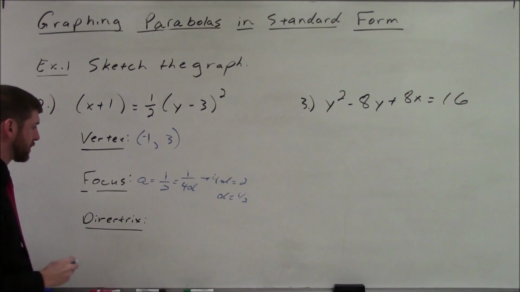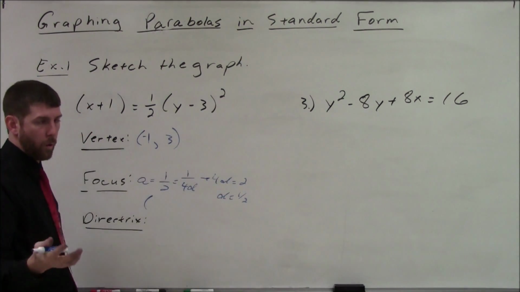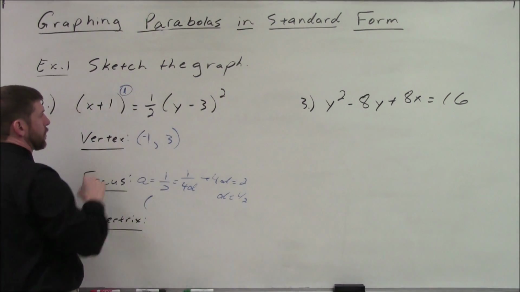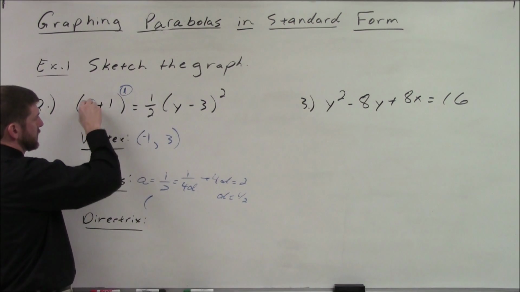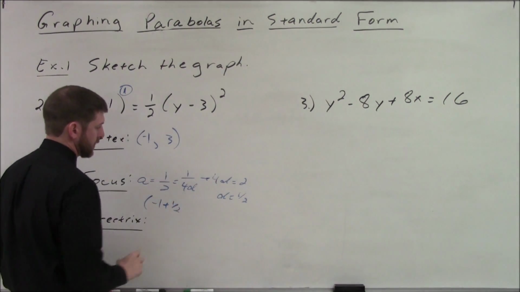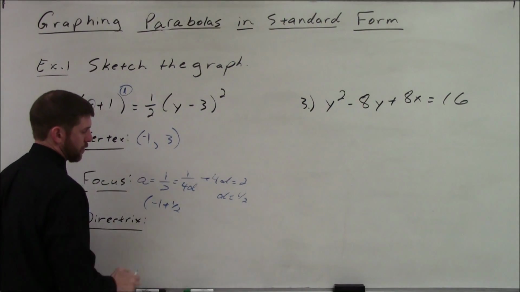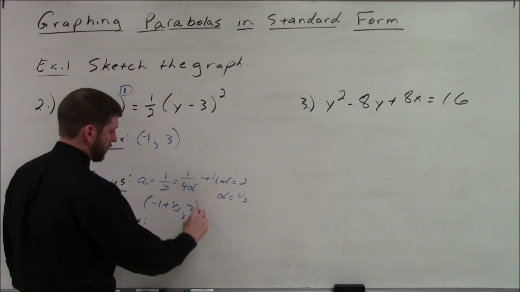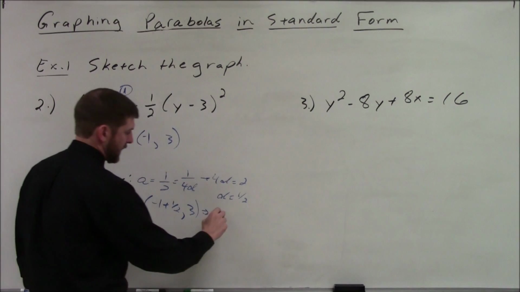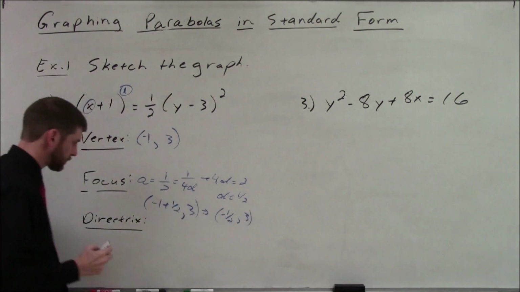So to get our focus, we're going to take our vertex and add 1/2 onto which coordinate? Well, since x is the linear coordinate, we're going to add it onto the x coordinate. That tells us that this is going to be a horizontal graph. So it's our x coordinates that are going to change. The y coordinate does not get impacted. So we get negative 1 plus 1/2 is negative 1/2, comma 3.